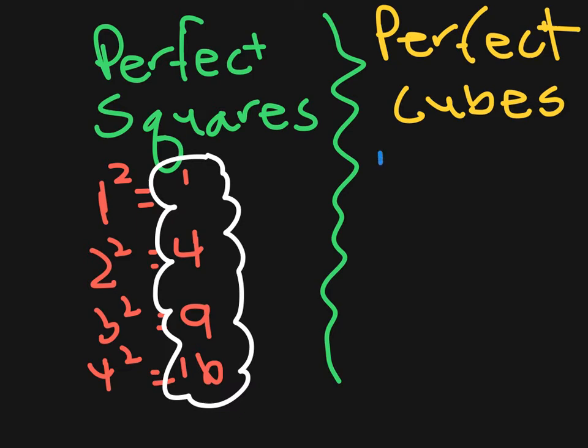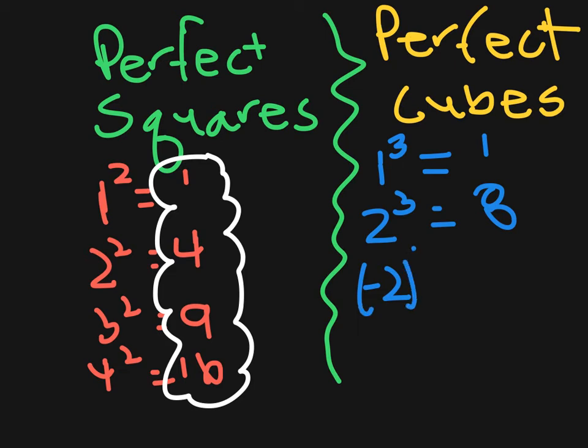It's when you take a number times itself 3 times. So 1 cubed, or 1 to the third power, is 1. 2 to the third power is 8. Negative 2, actually. Now I'm going to put parentheses around this because it's the whole thing that I'm going to cube. Negative 2 to the third power is negative 8, not positive 8.